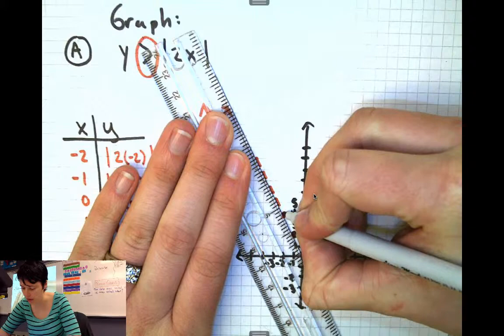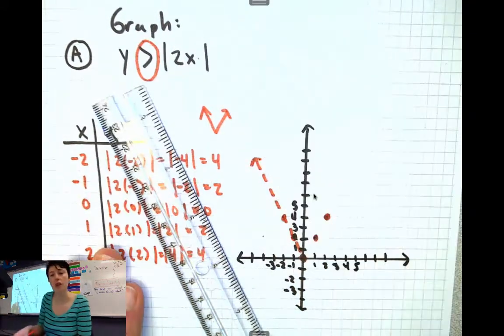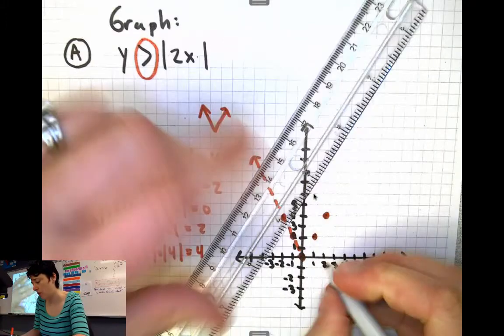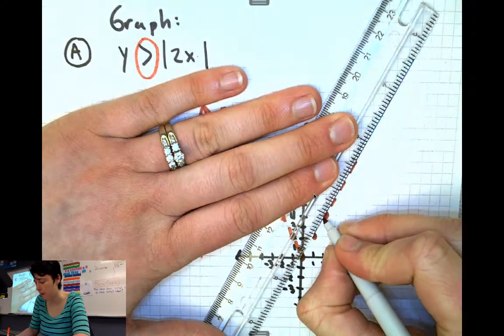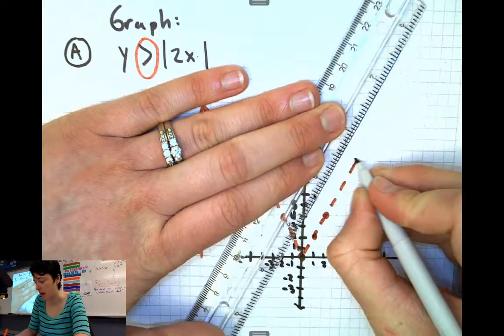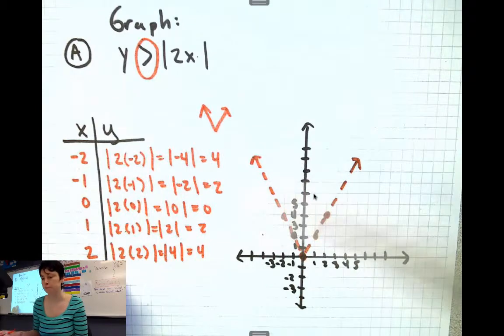Now if you don't believe me, you can totally test a point on the line, on the absolute value equation, and it should fail your test. If you don't know what I'm talking about, then you need to back up and watch some older videos on how to graph inequalities, because you should know how to test points by now.